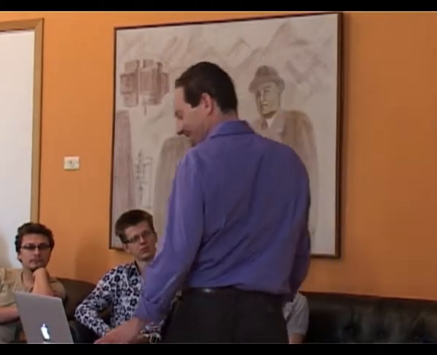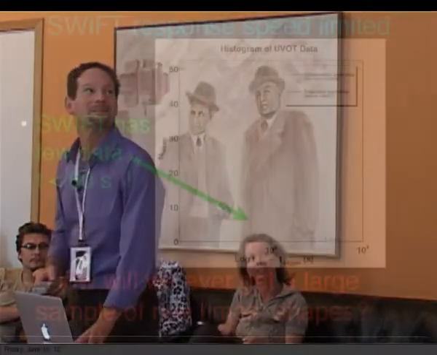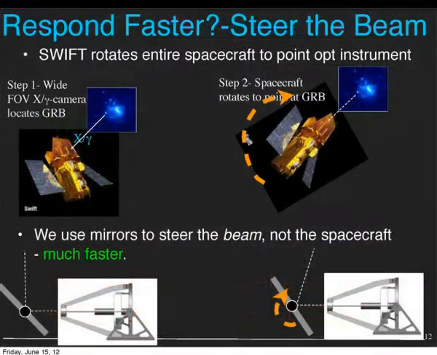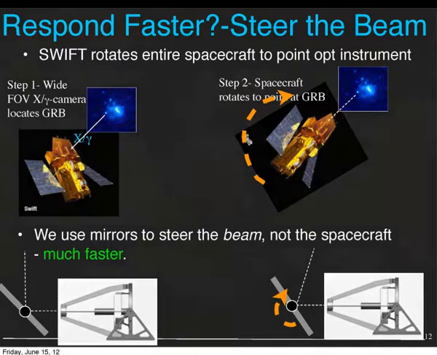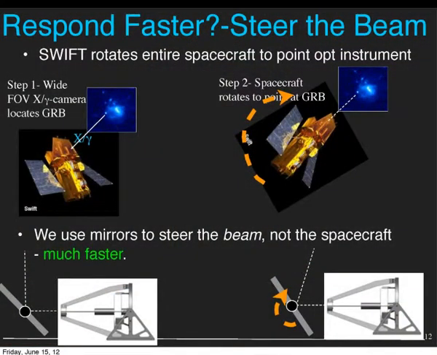No, I totally agree, but if you compare with HST, for instance. Yes, compared with HST, it's much faster. And again, I don't mean to minimize the great job of making Swift pretty swift, but it could be faster. So yeah, you have to rotate the whole spacecraft, and if you want to respond faster, instead of steering a whole spacecraft, why not just steer a beam? Why not just stick a mirror in front of the telescope, which is much faster, and which is what we've done.